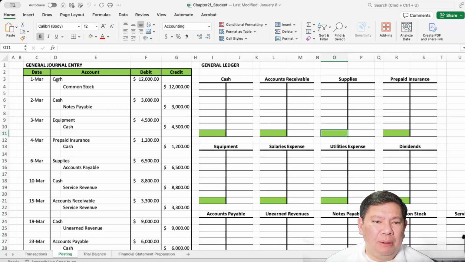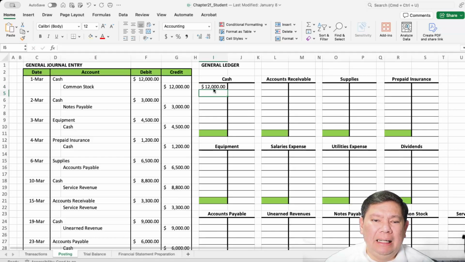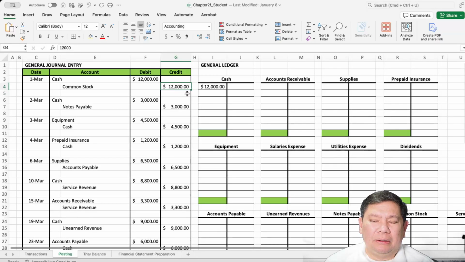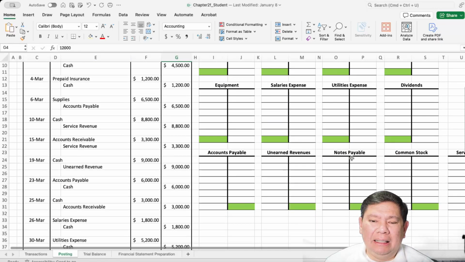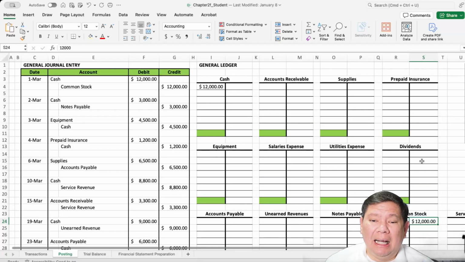So, for example, in the first transaction, March 1st, we have cash, $12,000. So, we're going to put $12,000 in cash, and then common stock, $12,000 credit. So, we will put $12,000 common stock on credit. So, that process is called posting.